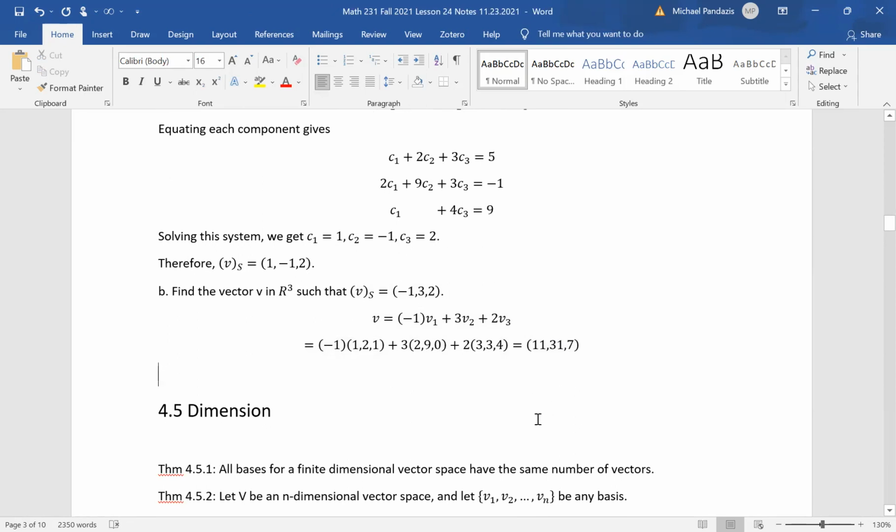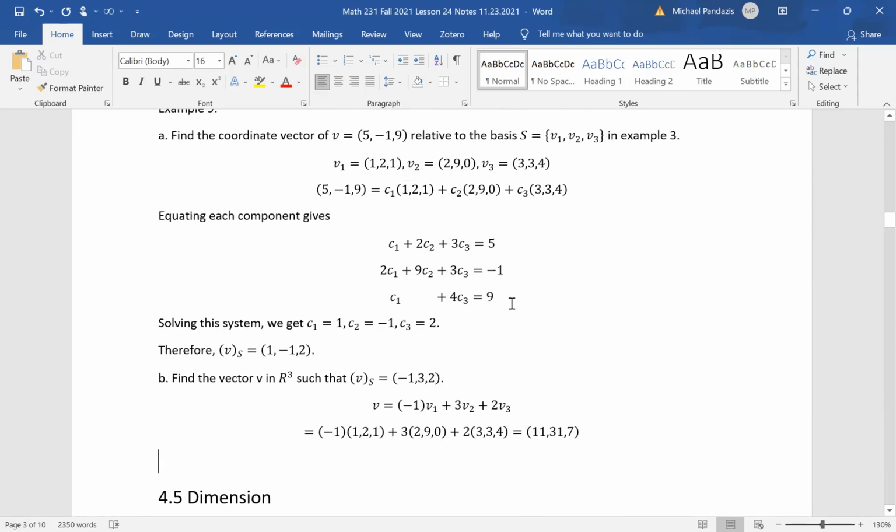Okay, so we talked about what a basis is. We talked about how to find the coordinates of a vector relative to a basis. In part A of this example, we found the coordinates of a vector relative to a basis, and in part B, we found a vector with given coordinates. So that's 4.4.